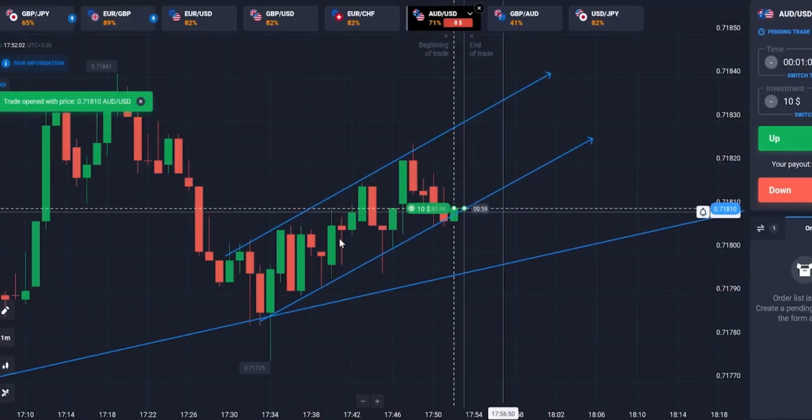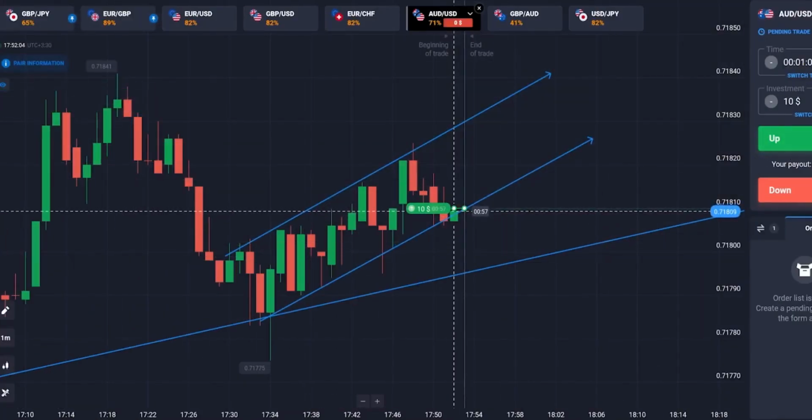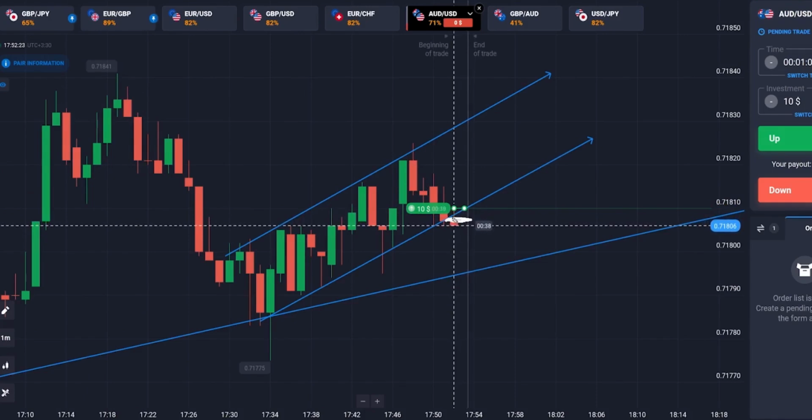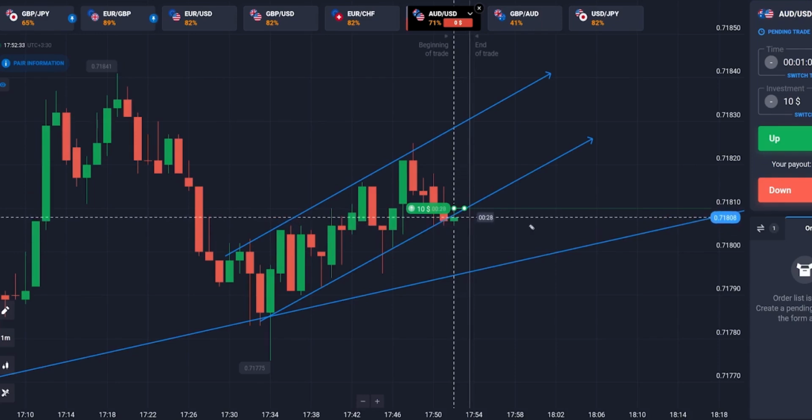I opened the trade, but I acted a bit late, and the price went up a bit. I should have opened the trade right at the start of this candle. It went a bit higher, but it's fine. We can see that the bearish candles came down to the bottom of our ascending channel, and from here we expect to see a green candle and the beginning of an upward movement.